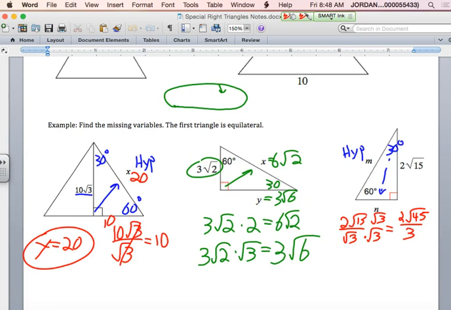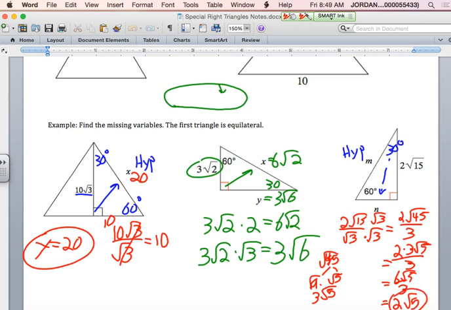Now we need to simplify square root of 45. Well, square root of 45 is going to break down into square root of 9 times square root of 5, right? We want to figure out what's the biggest perfect square. That would be square root of 9. Square root of 9 is 3. And we have square root of 5. So we're going to replace the square root of 45 up here with 3 square root of 5. Okay, so we get 2 times 3 is 6 square root of 5 over 3. And then 6 and 3 divide to give us 2 square root of 5. So then that is our short side, 2 square root of 5.